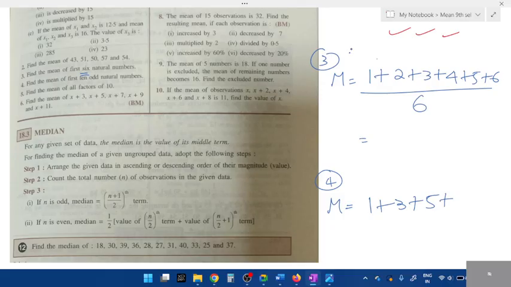Both the questions completed? Okay, let me solve this. What's the total you got?